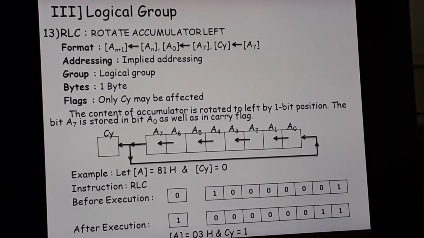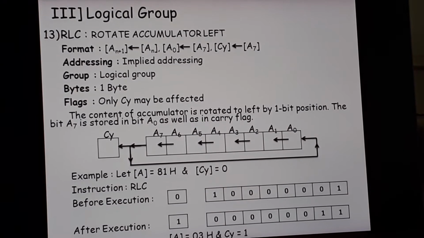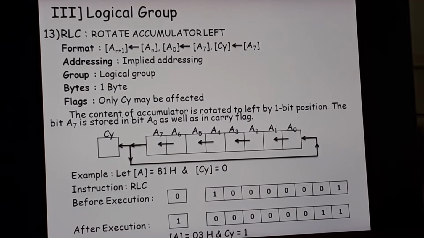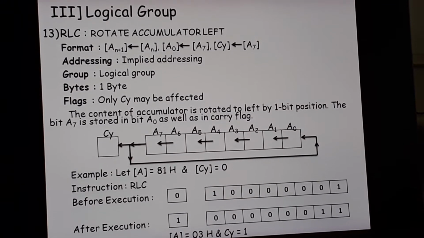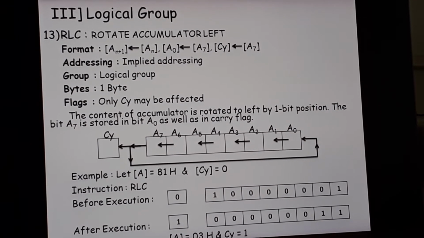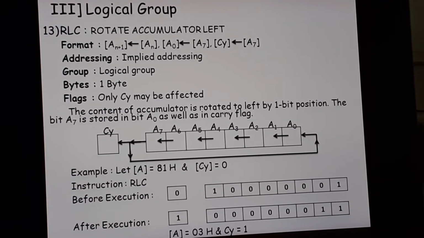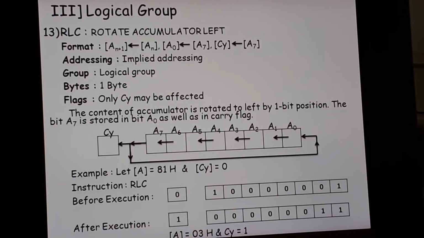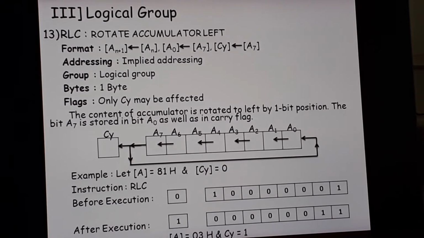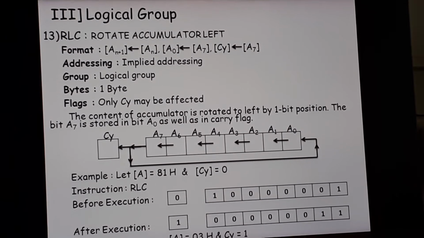Hence in the format I have written A7 first. A7 to carry, then A7 to A0, then AN, that is A0 to A1, A1 to A2. I do not need to write the whole thing, so I have written AN to AN plus 1. So one bit ahead, it will be shifted.